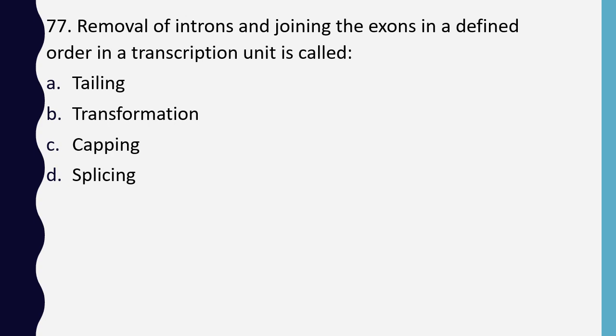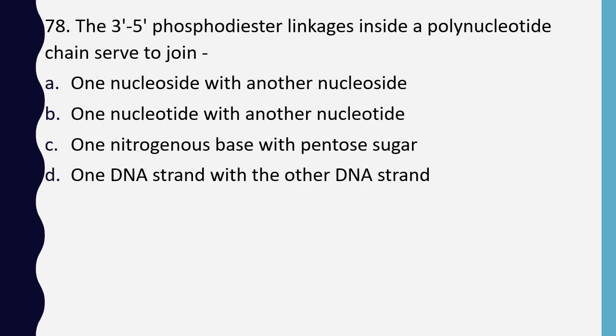Question number 77. Removal of introns and joining of exons in a defined order in a transcription unit is called tailing, transformation, capping or splicing. Correct answer is option D, splicing. Question number 78. The 3' to 5' phosphodiester linkages in a polynucleotide chain serve to join one nucleoside with another nucleoside, one nucleotide with another nucleotide, one nitrogenous base with a pentose sugar, one DNA strand with another DNA strand. The correct answer is option B. It connects one nucleotide with another nucleotide.